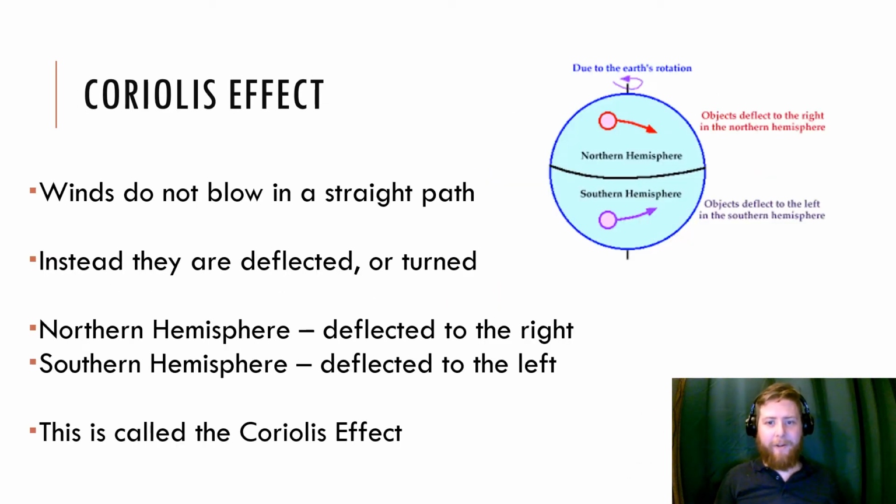All right, some other evidence for Earth's rotation is the Coriolis effect. Winds on the planet Earth do not blow in a straight path. Instead, they are deflected, or turned. In the northern hemisphere, this deflection is to the right. In the southern hemisphere, this deflection is to the left. This is what we call the Coriolis effect. When we talk about weather, winds, tornadoes and hurricanes, the Coriolis effect is going to play a really big role. It's going to be really important for that discussion.